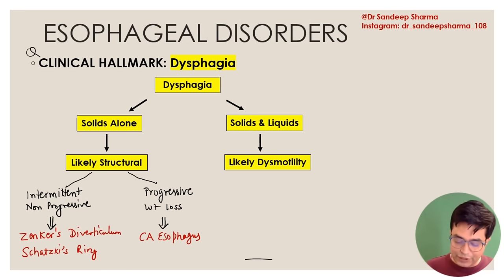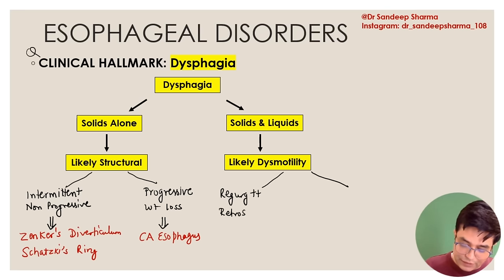On the other hand, if the MCQ is saying it is a solids and liquids dysphagia, then it is likely to be a dysmotility cause. So there will be two possibilities. Either the patient is having regurgitation. Regurgitation is often present along with heartburn, and some degree of retrosternal pain is present. The likely diagnosis in the patient will be achalasia cardia.